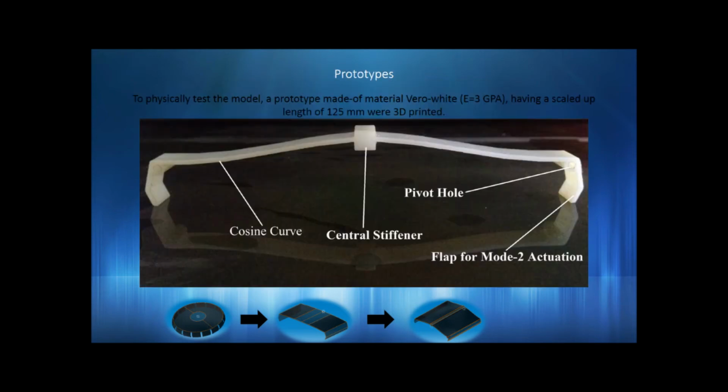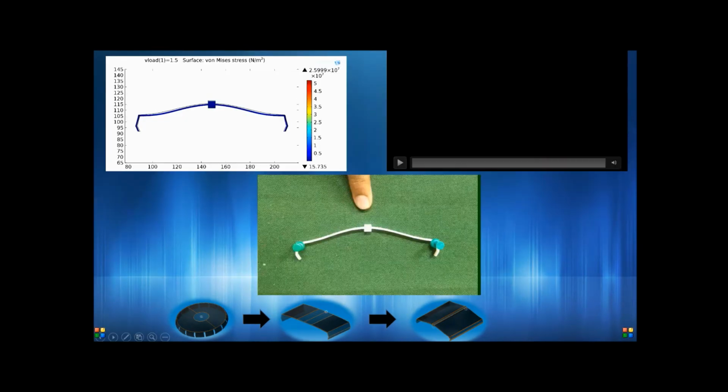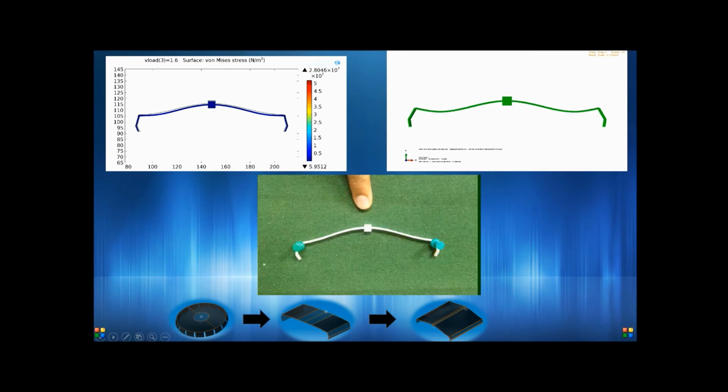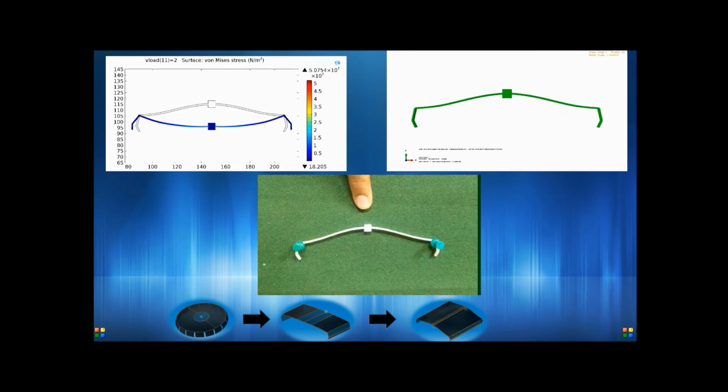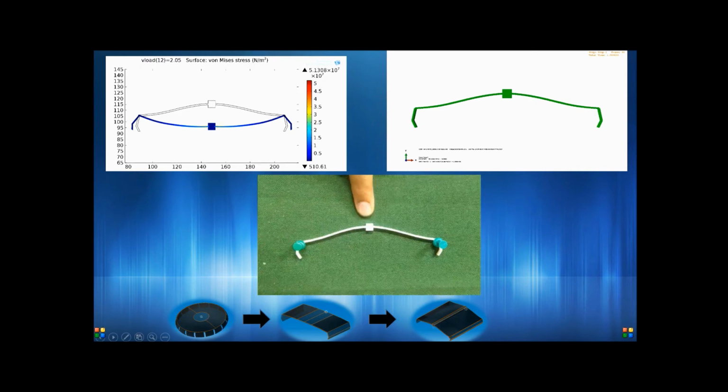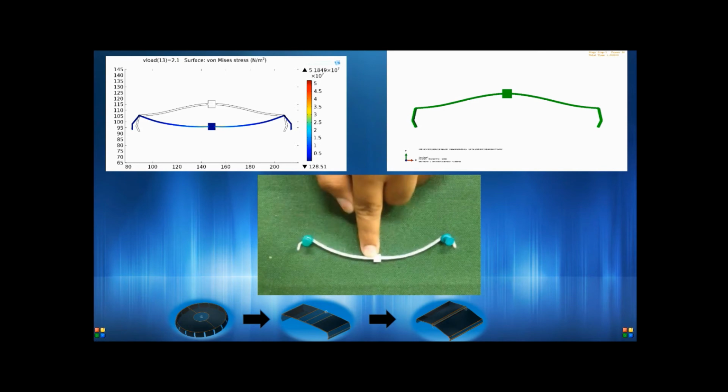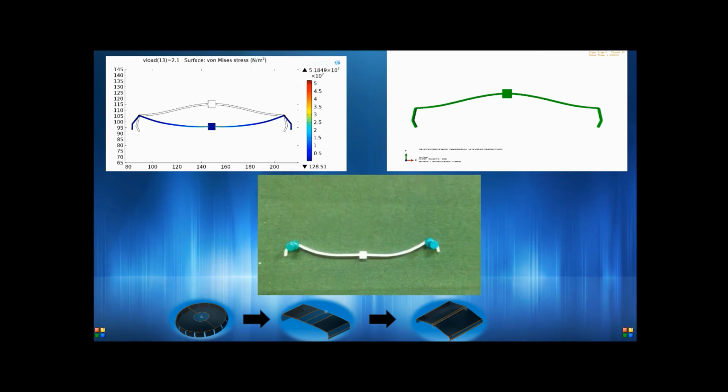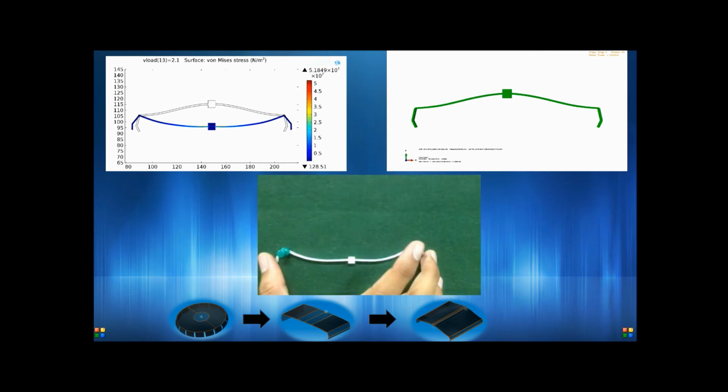To physically impose the required boundary conditions, pivot holes were provided to constrain the in-plane motions. The Abaqus simulation, as seen to the top right of the screen, captures both modes of actuation. The COMSOL simulation, as seen to the top left of the screen, shows a sudden transition from one equilibrium state to another at a force value of 1.85 Newton. The same characteristic displacements of the profile were obtained when it was physically actuated, thereby validating the above simulations.